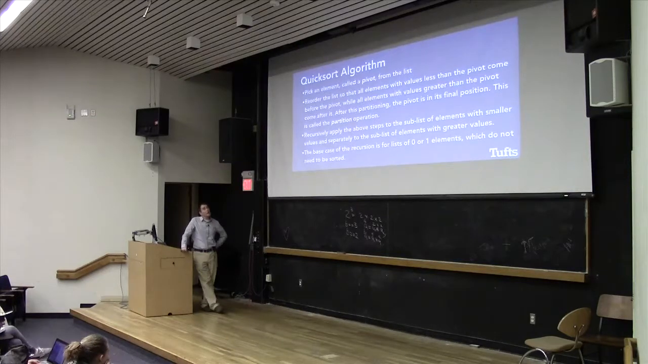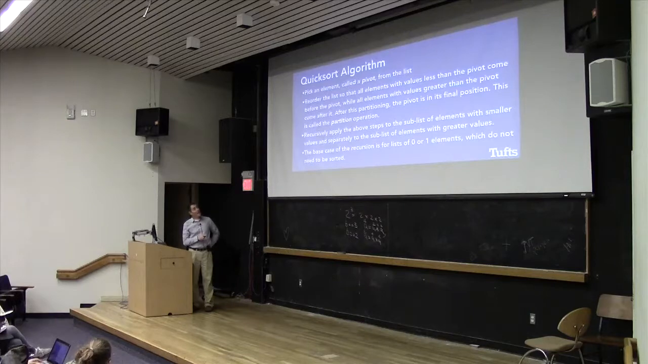You pick what we call a pivot from the list. Okay, you pick one of the numbers in the list and you say, that's my pivot. That's the number I'm going to compare against. Then you reorder the list based on that pivot. And you say, the elements that are less than that pivot go on one side. The elements that are more than that pivot go on the other side.